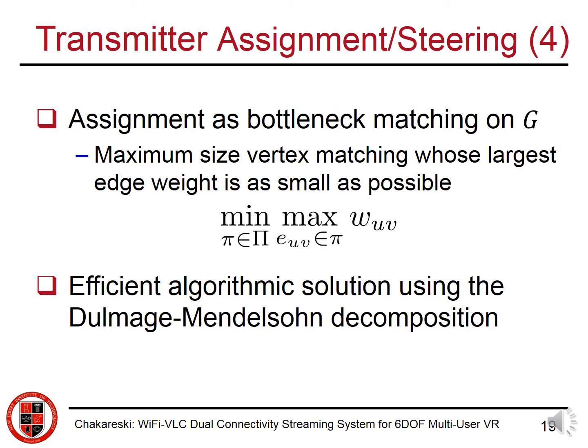Now, we can solve this assignment as bottleneck matching on this graph, where we're interested in finding the maximum size vertex matching whose largest edge weight is as small as possible, as formally represented here. Now, in the graph we formulate, we formulate an efficient algorithmic solution using a Dulmage-Mendelsohn decomposition to solve the problem of interest.